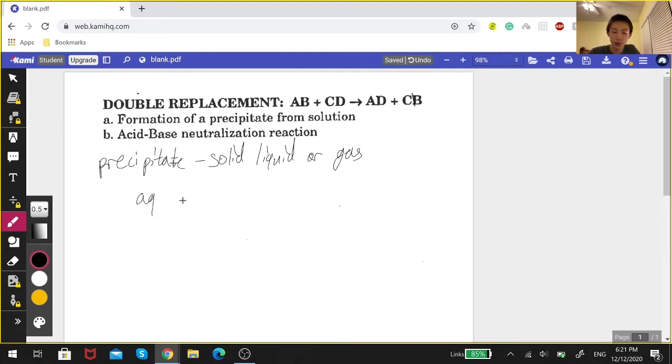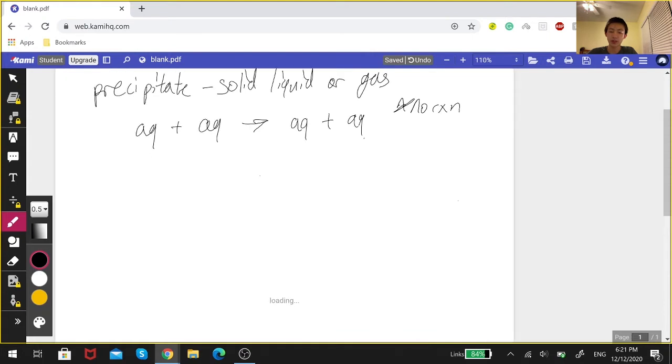So we have aqueous plus aqueous; in any double replacement, the reactants are almost always aqueous. So aqueous plus aqueous yields, let's say, aqueous and solid. Then that means the reaction does occur. But if it's two aqueous, then that tells us there is no reaction at all. So we just write no reaction. And RXN is an abbreviation for reaction. We're going to be using more of this later.